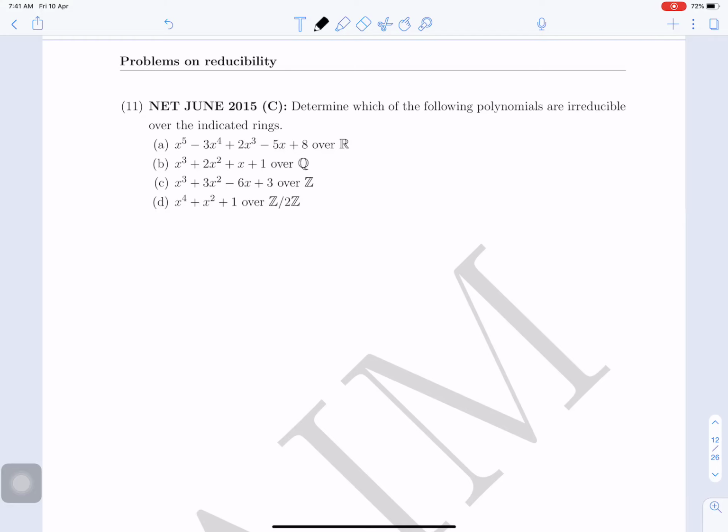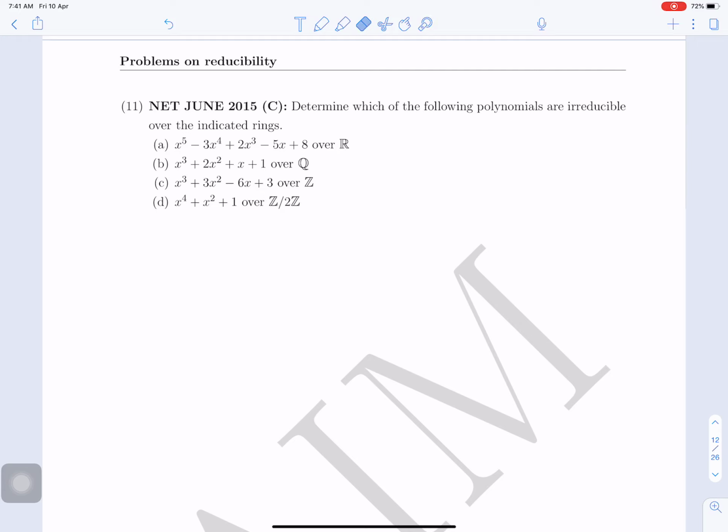So this is a lecture in continuation with the problems on the reducibility and irreducibility of polynomial. So this is problem number 11. It was asked in NET June 2015, part C.